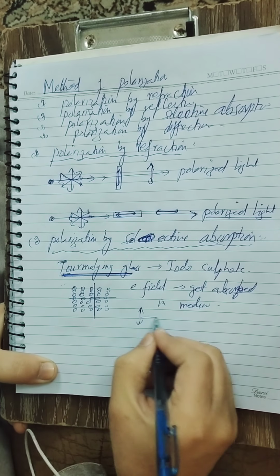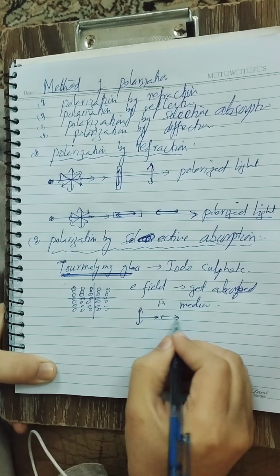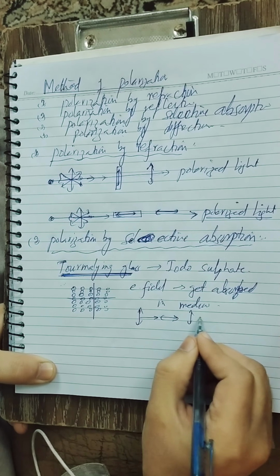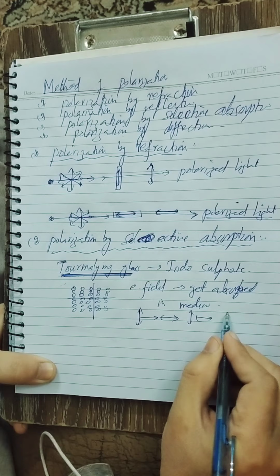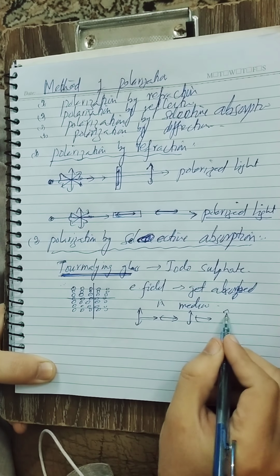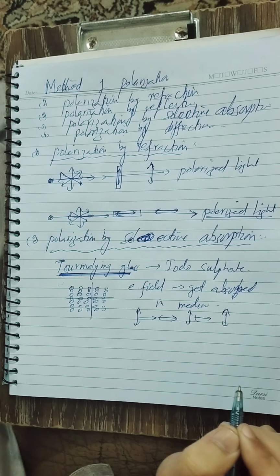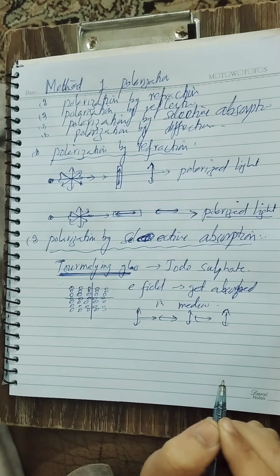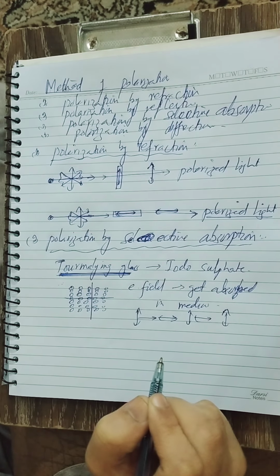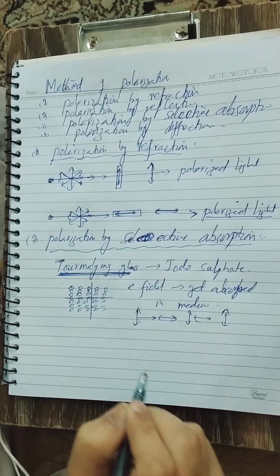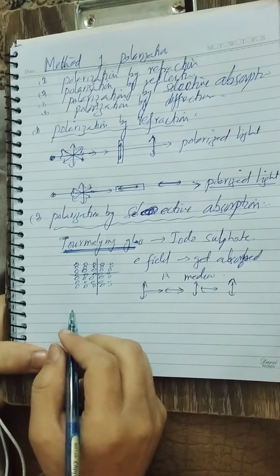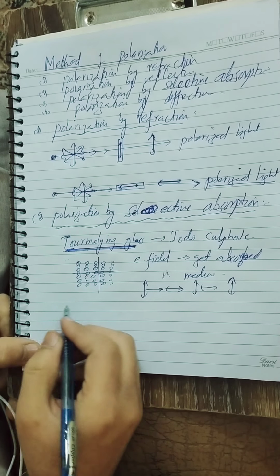This magnetic field will change into electric field, this electric field will change into magnetic field, this magnetic field will change into electric, this electric will change into magnetic. So this is called plane polarized wave. It means that a single plane of vibration is allowed while all other vibrations get absorbed. This method of polarization of light is called selective absorption.